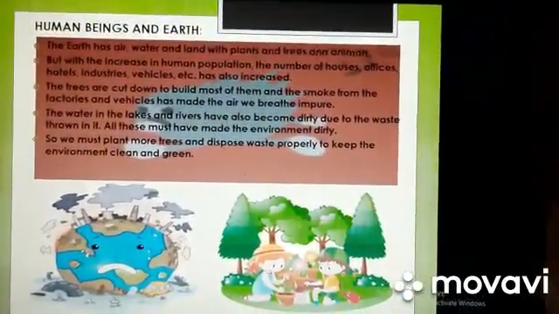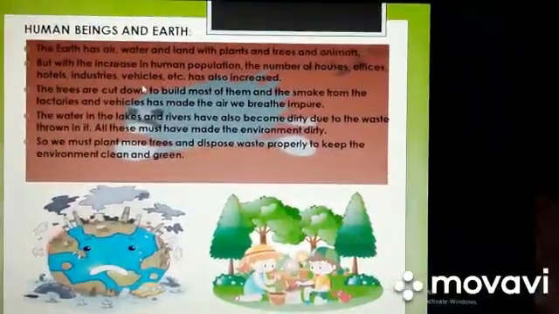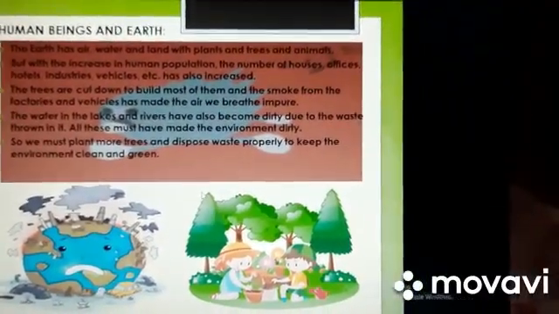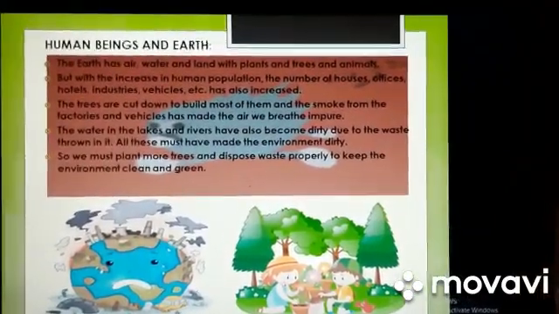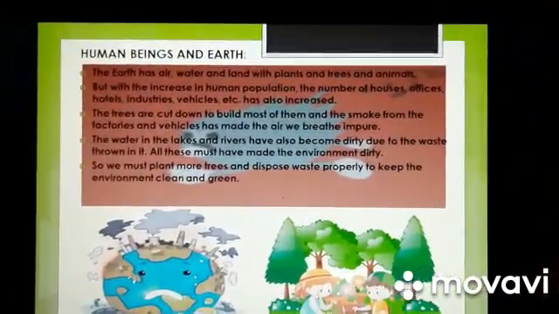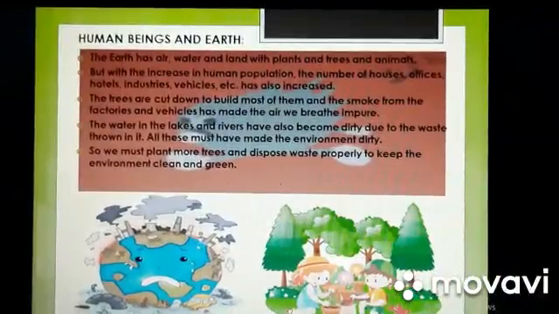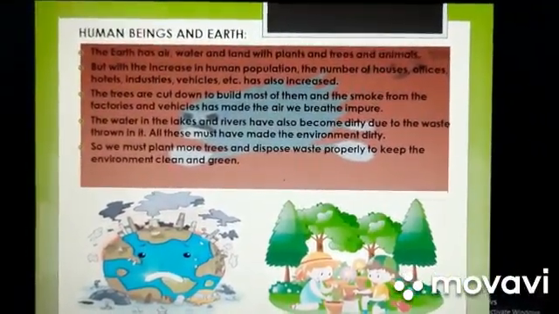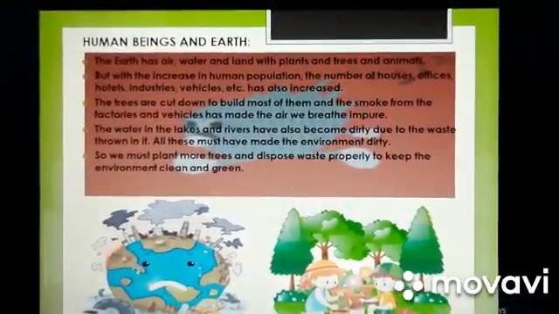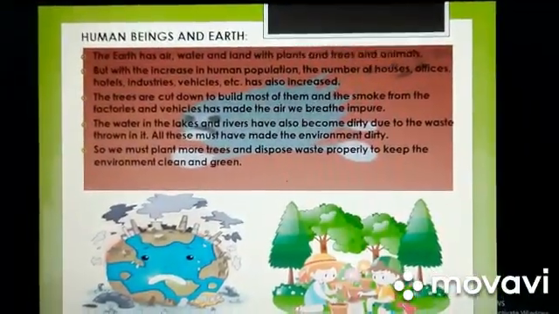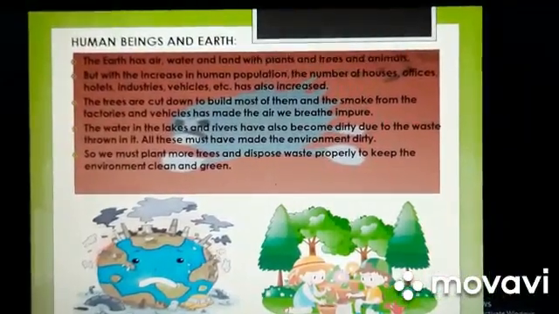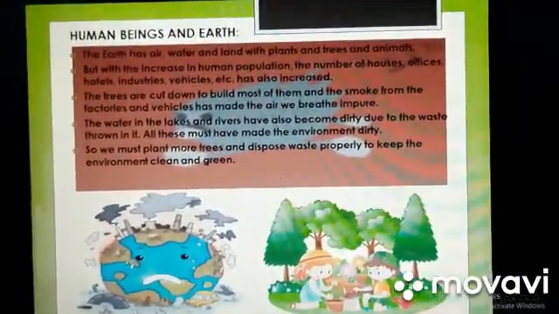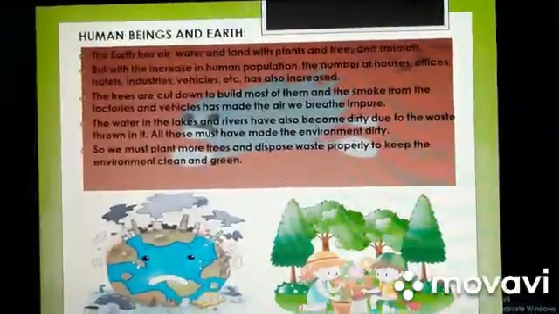Now human beings and earth. Our earth has got everything, isn't it? Air, water and land, with plants, trees and animals. But as the human population, that is the number of people, is increasing, along with that the number of houses, offices, hotels, industries, vehicles, etc. are also increasing. To build these hotels, offices, industries and all, we have to cut down the trees, and the smoke from the factories and vehicles has also made the air we breathe very impure.